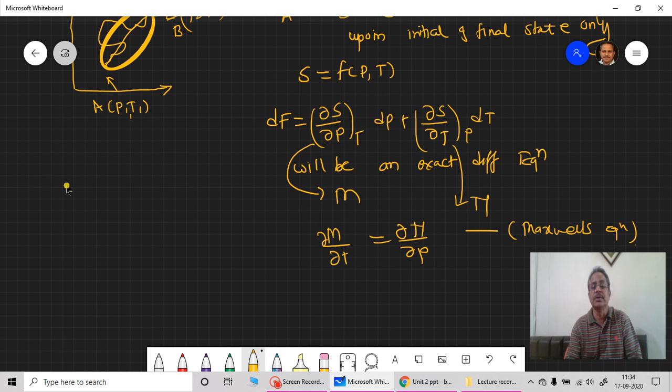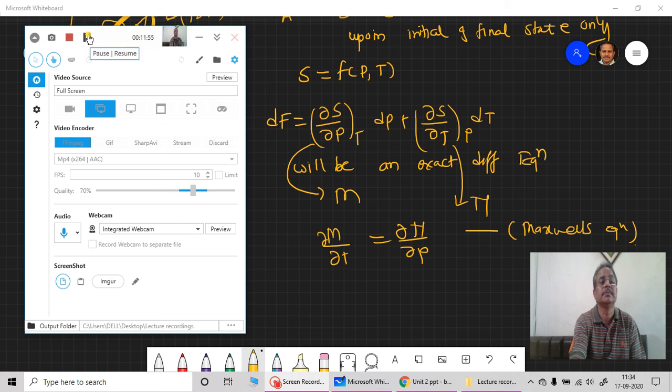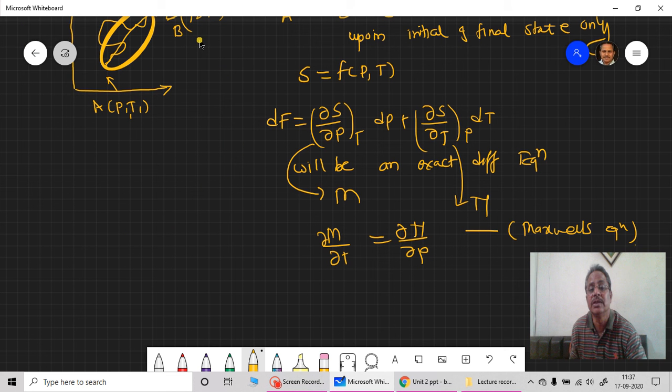All four Maxwell's equations are obtained this way. So this is what entropy is. Entropy is a state function. It depends only upon the initial and final state. Whatever way may be used, you'll find that entropy depends only upon the initial and final state. So that is a state function.